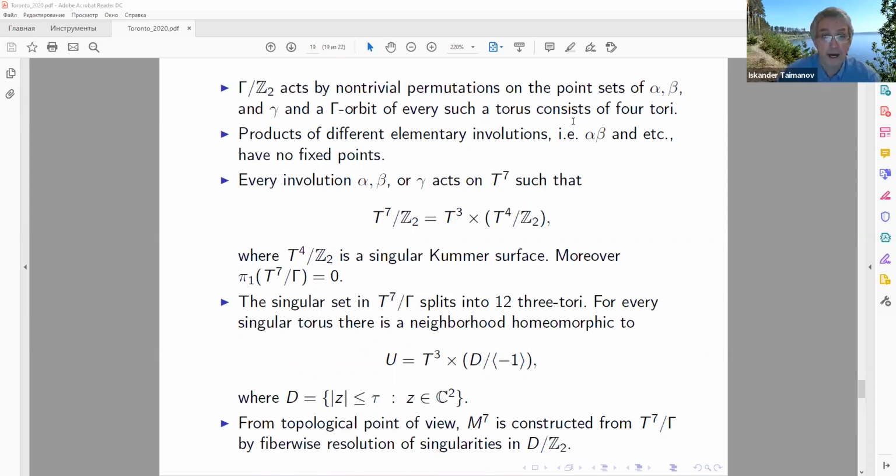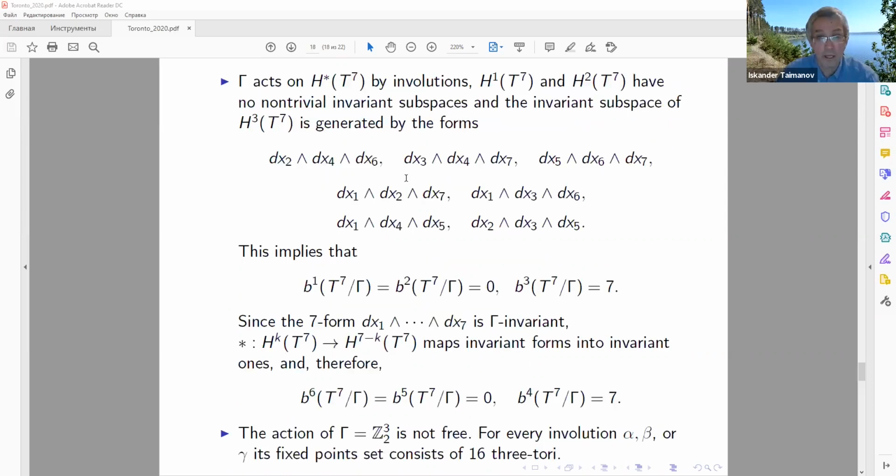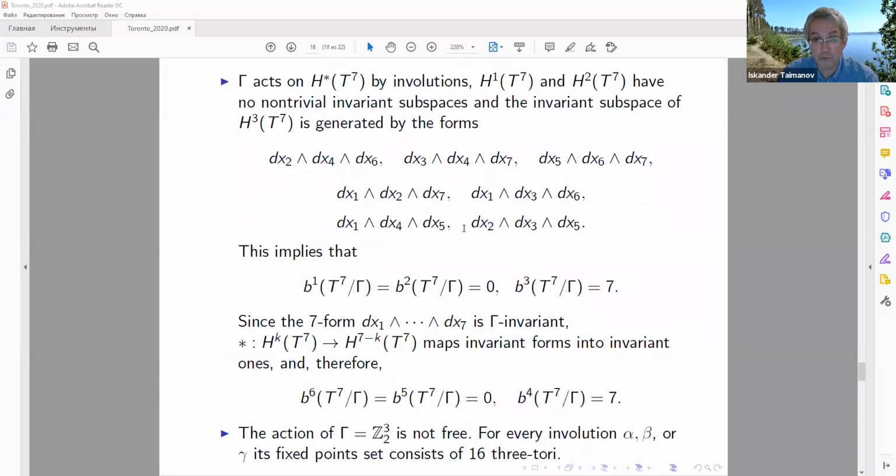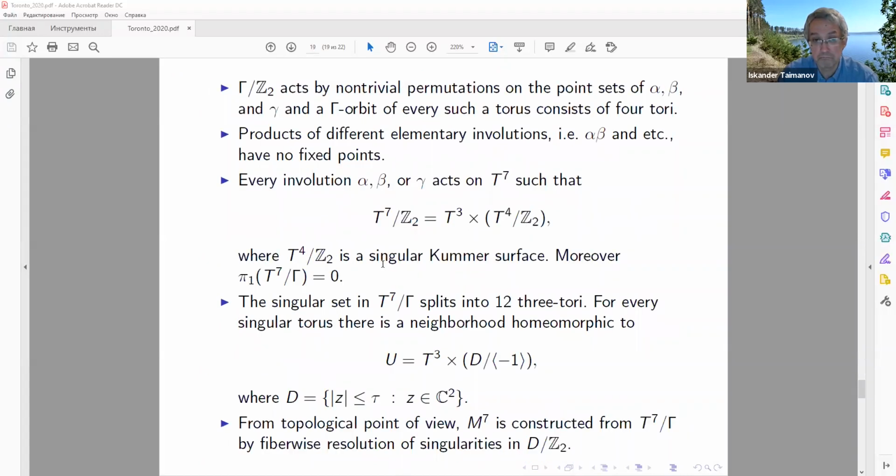For instance, take alpha. Alpha acts on the first 4 variables as the Kummer involution and it fixes the 3 other variables. So what we get is T3 times T4 over Z2, where T4 over Z2 is a singular Kummer surface, which we described when we spoke about the construction of K3 surfaces. So pi1 is equal to 0 because the singular surface is simply connected. The singular set splits into 12 free tori.